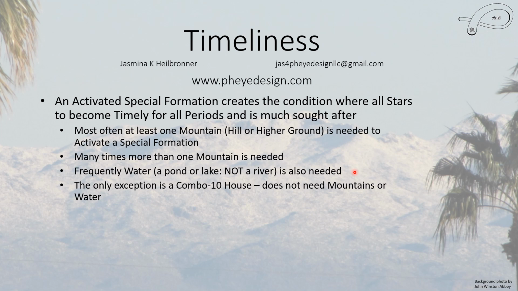And if you have a river, it does give you qi, but you analyze that using San-He qi, not this type of San-Yuan qi. Again, the only exception to having to have these landforms is the combo 10 house. It doesn't need water or mountains to activate, but it cannot have a missing sector.